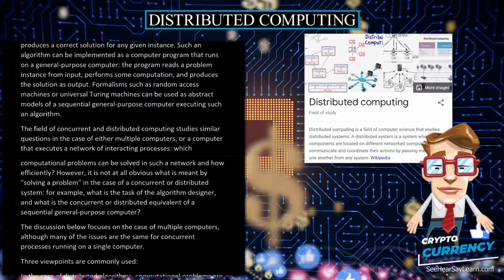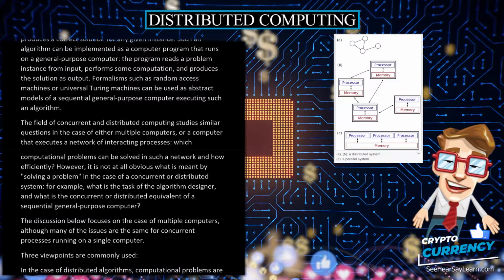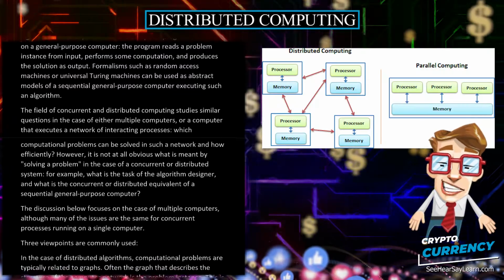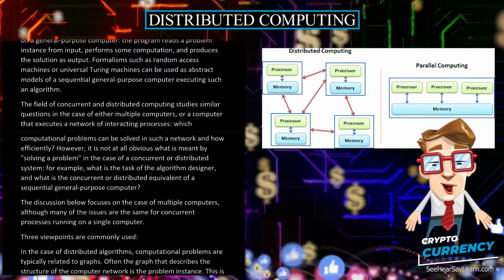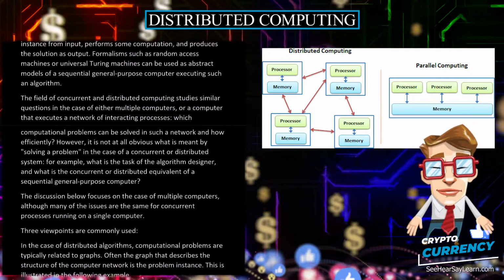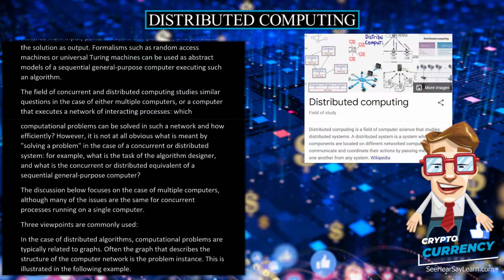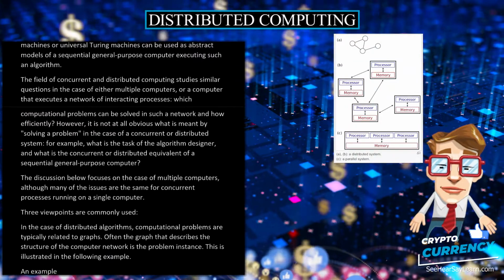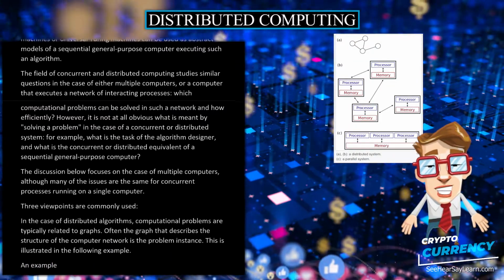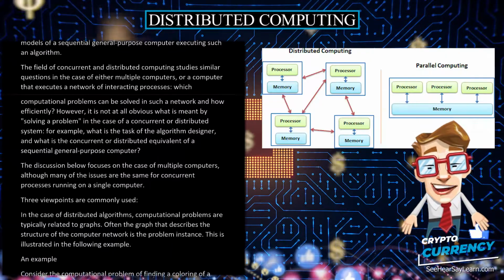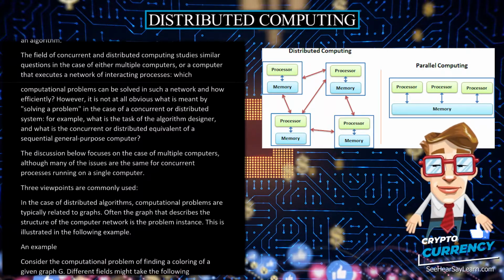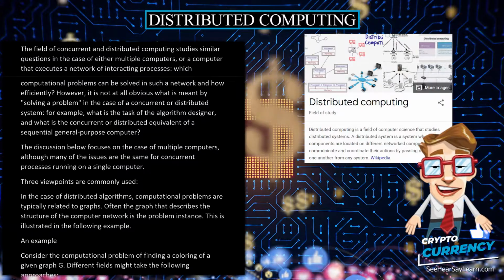However, it is not at all obvious what is meant by solving a problem in the case of a concurrent or distributed system. For example, what is the task of the algorithm designer, and what is the concurrent or distributed equivalent of a sequential general-purpose computer? The discussion below focuses on the case of multiple computers, although many of the issues are the same for concurrent processes running on a single computer. Three viewpoints are commonly used.